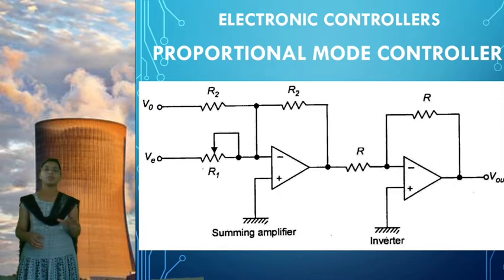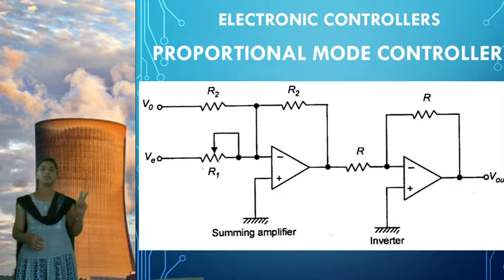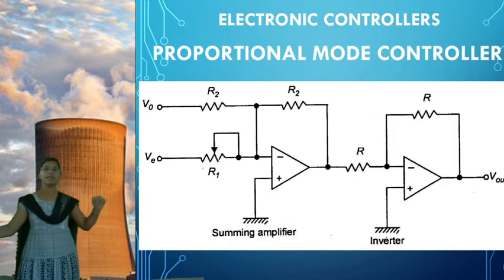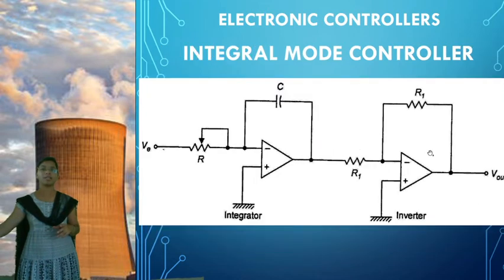So in the proportional controller mode, we are going to take a summing amplifier as well as an inverting amplifier. In the summing amplifier, we give the error signal as well as an offset signal. Those two are connected to the summing amplifier, together that will generate the output. That output we complement by the inverter, and that we generate as the output. So this is about the proportional controller mode.